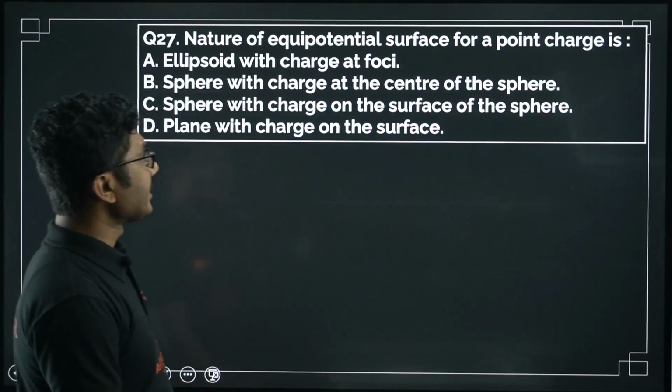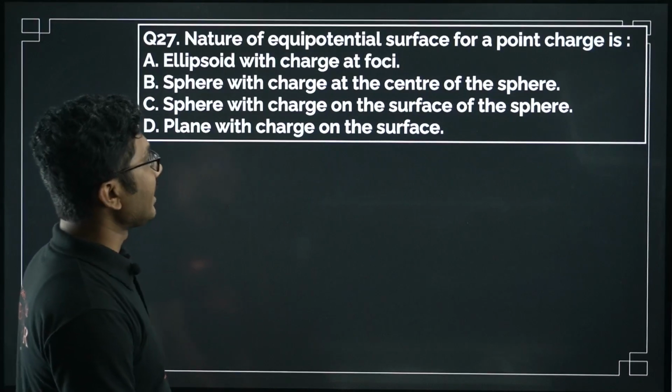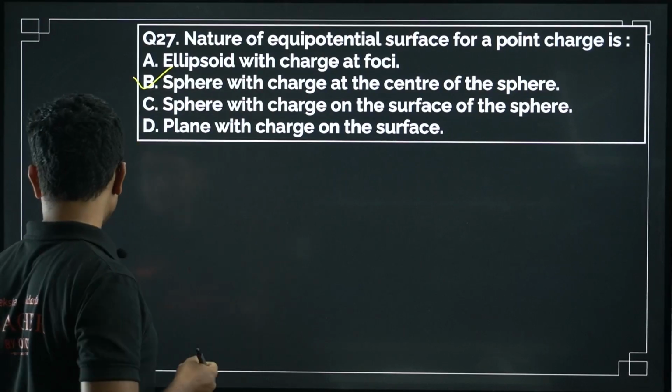Nature of equipotential surface for a point charge is, it's a sphere with charge at the center of the sphere. So it's a sphere, charge at the center of the sphere, means option B is correct.